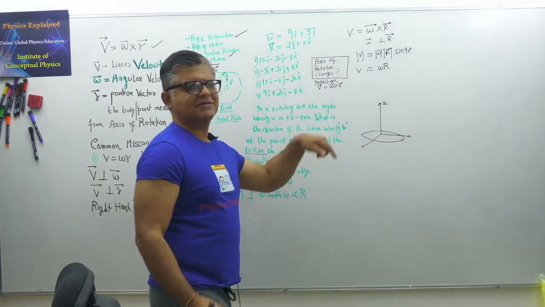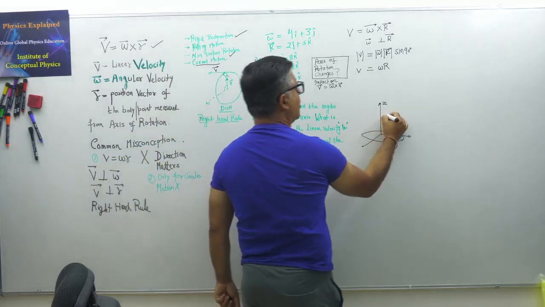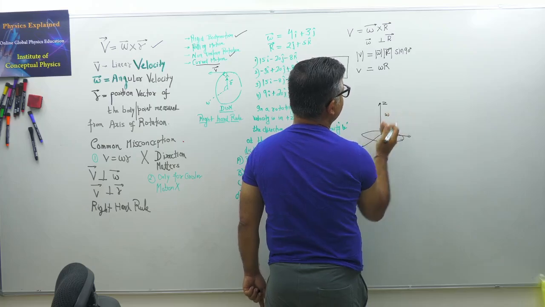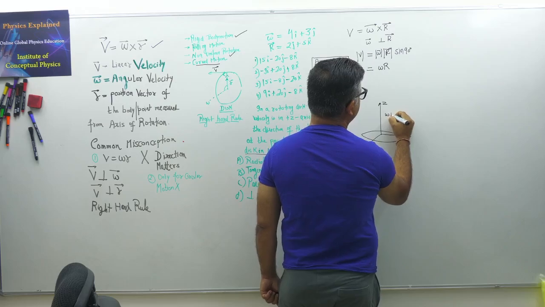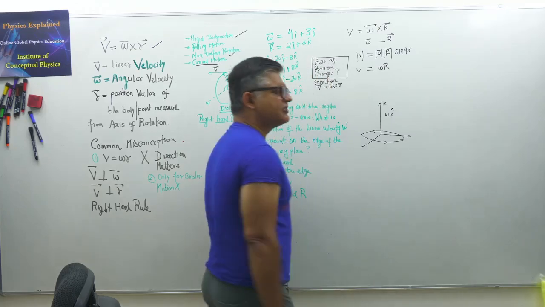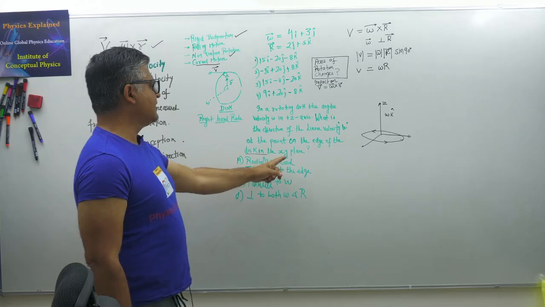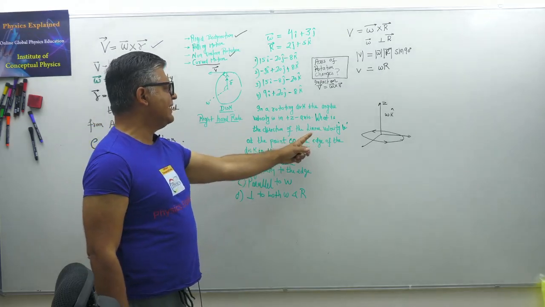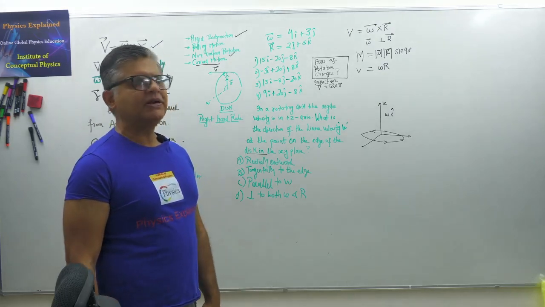This disk is rotating. This is the direction of omega. So omega is in the z axis if I've taken this as the z axis. So i, j, k, right? This is a disk, and the direction of rotation is not given, but it doesn't matter. The question is, what is the direction of the linear velocity at the point on the edge of the disk?